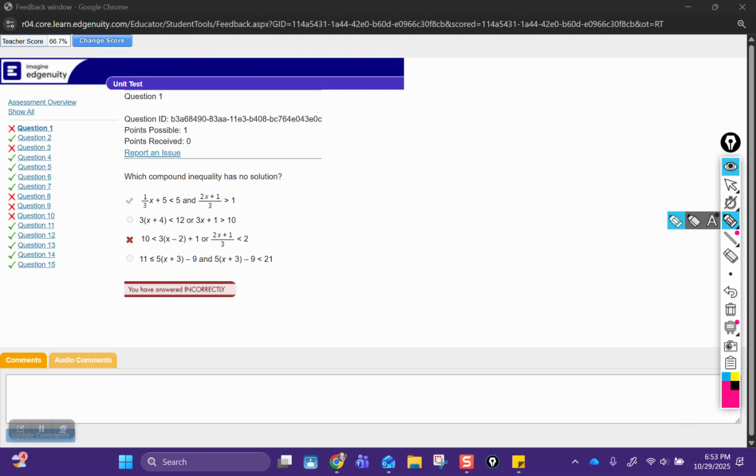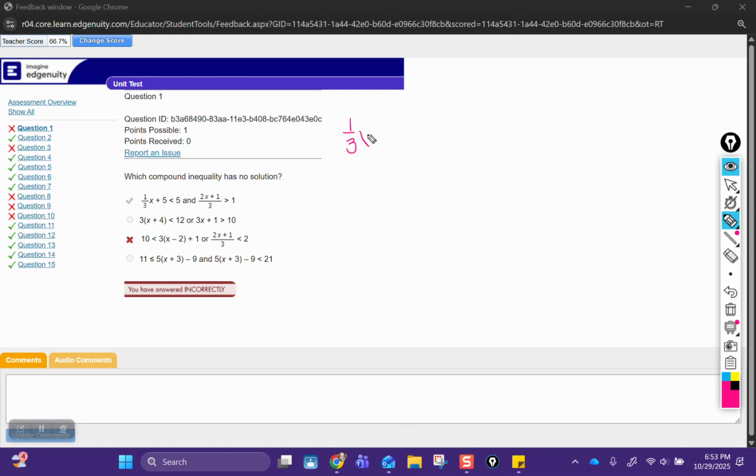So a compound inequality works with the word and or or, and we want to make sure that there are numbers that fit that situation. So the correct answer is the first one. I'm just going to walk through how to solve it, and why this one has no solution. So I'm going to rewrite the problem over here.